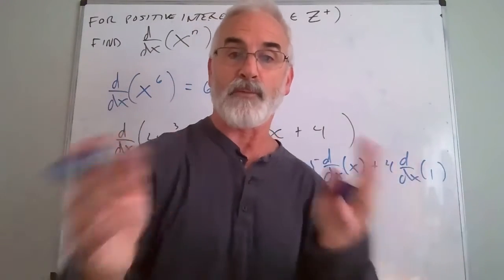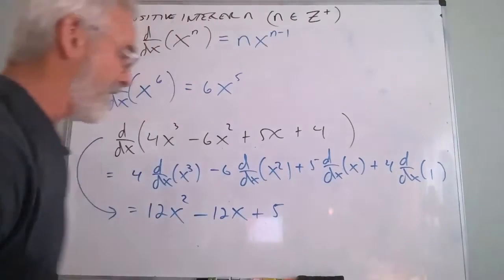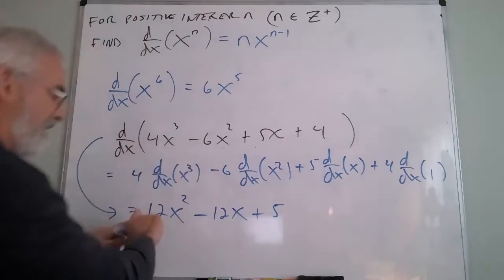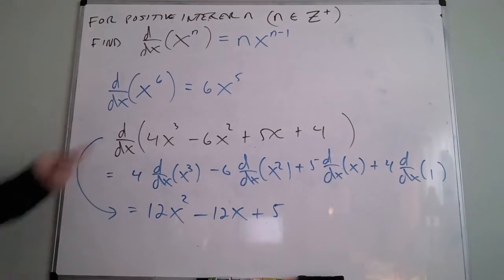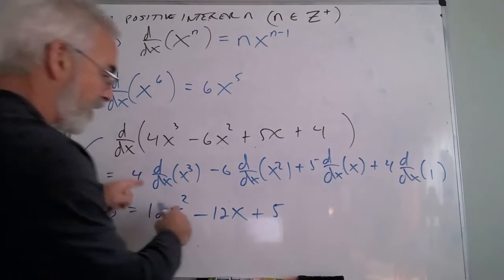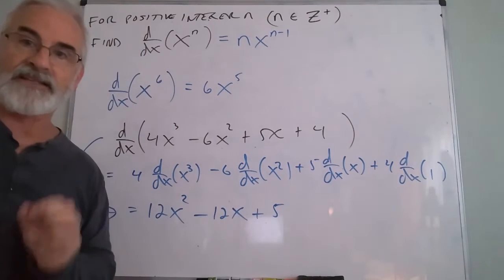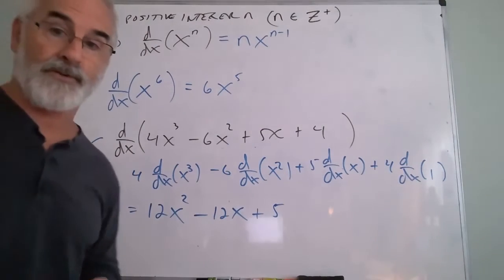Remember, derivative right now is the slope of the tangent line. The derivative of this quantity is that quantity. And I can do this directly. Now, do notice something about my answer. All of the exponents decreased by exactly 1. That's very important. Notice that.